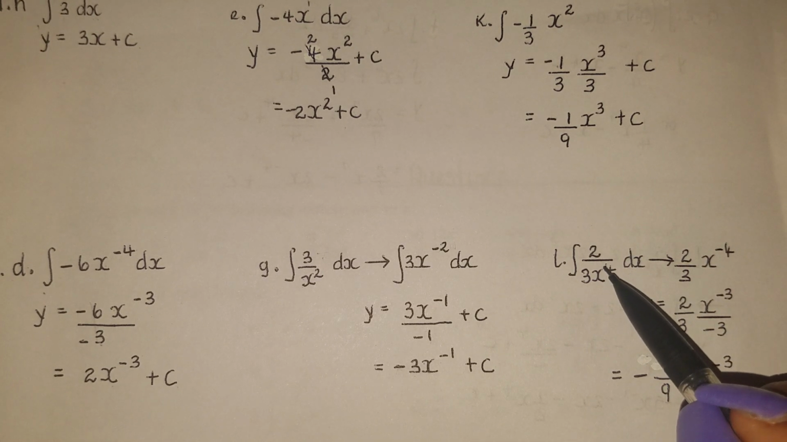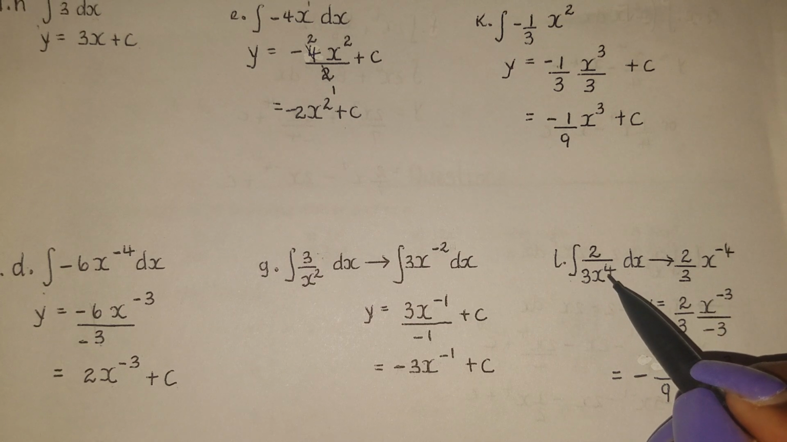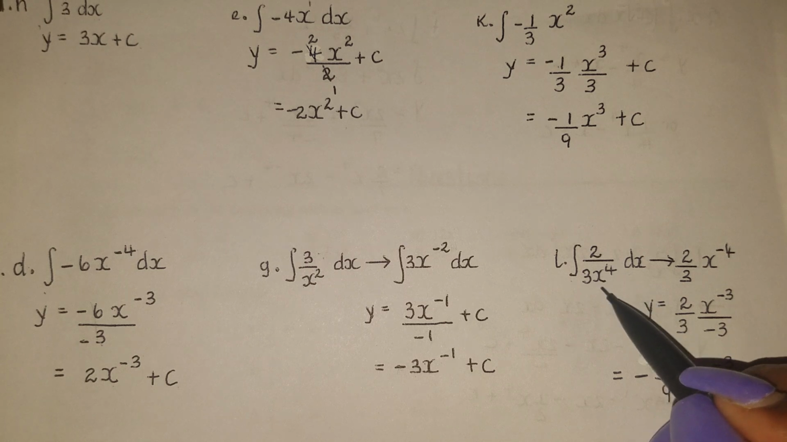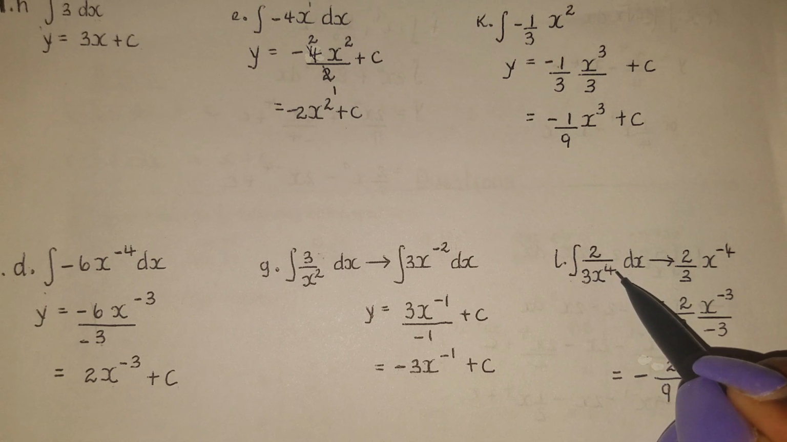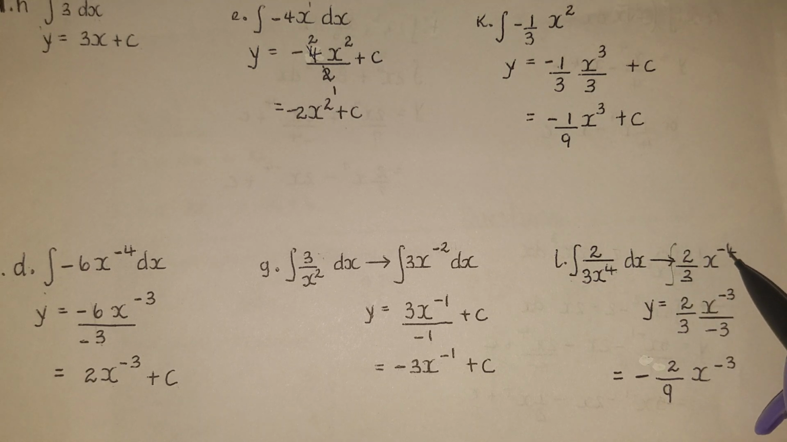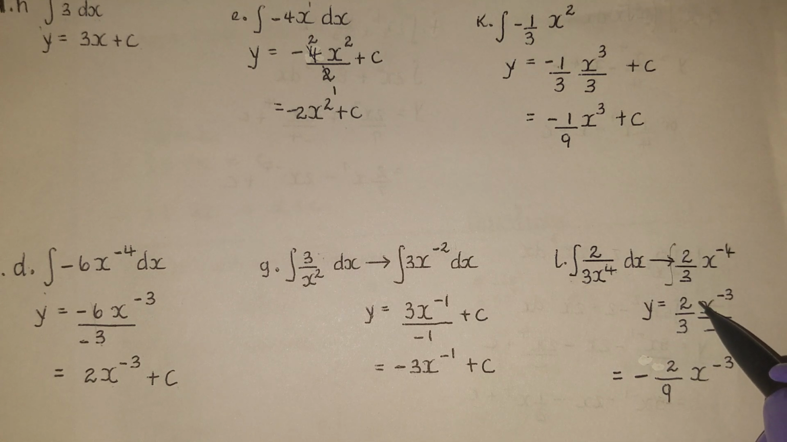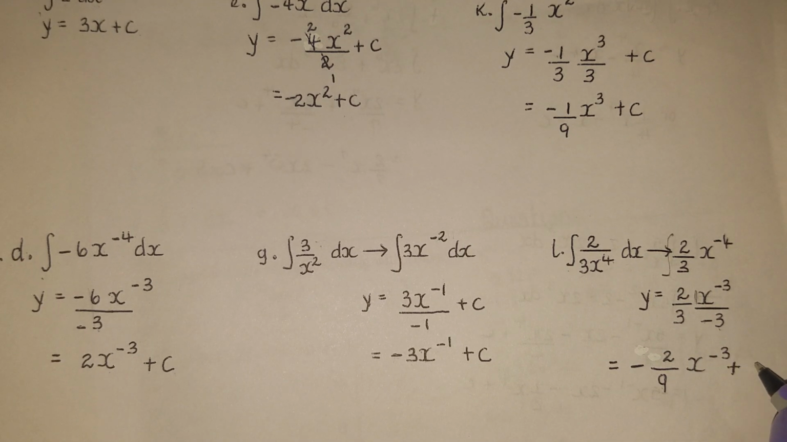In the next question, we have the integral of 2 all over 3x to the power of 4. Now we are only going to bring up the variable. So this 2 over 3 is left as a constant, and this x to the 4 goes up as x raised to negative 4. Now when we integrate, add 1 to the negative 4 power to get negative 3, and we divide by negative 3. When we multiply the coefficients, 2 times 1 is 2, 3 times negative 3 is a negative 9, making our answer y equals negative 2 over 9 x raised to negative 3 plus c.